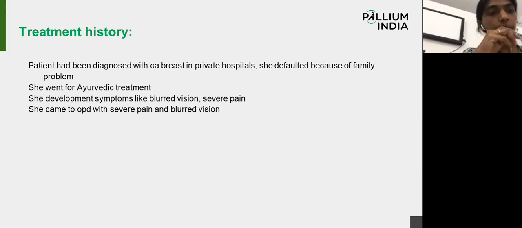Patient was diagnosed with CA breast in a private hospital outside. She defaulted because of a family problem and went for Ayurvedic treatment. She developed symptoms like blurred vision and severe pain. She presented in our OPD with severe pain and blurred vision.